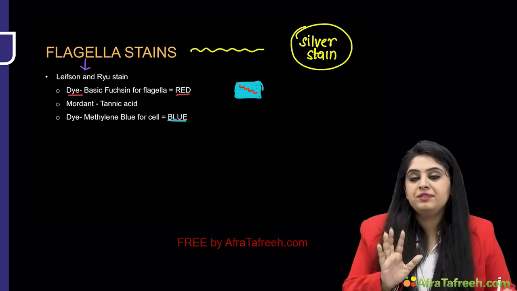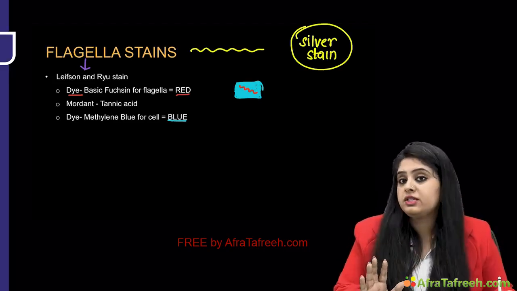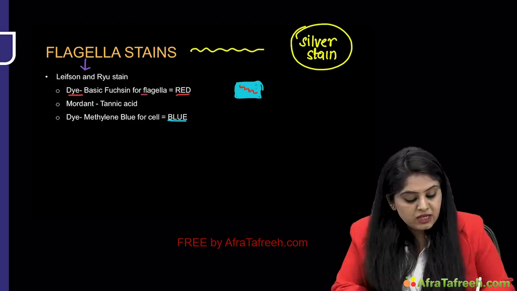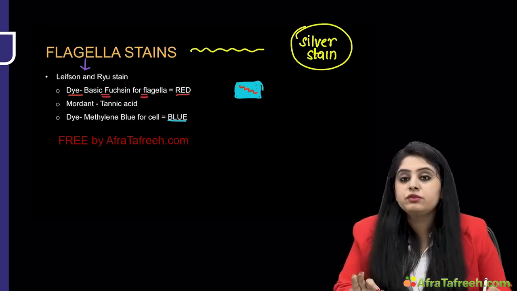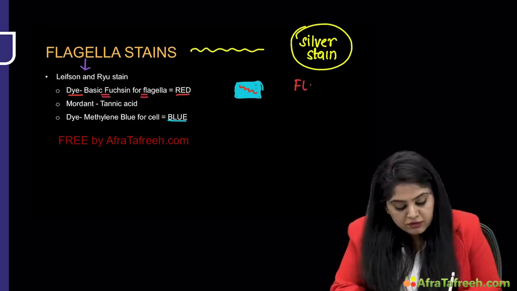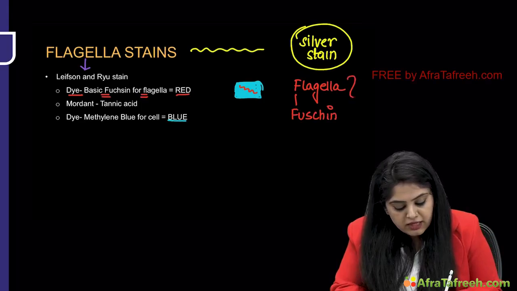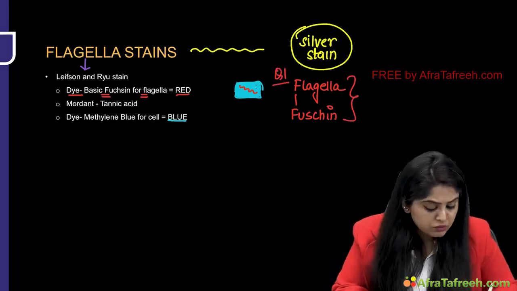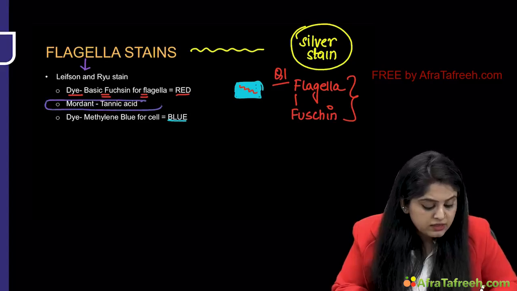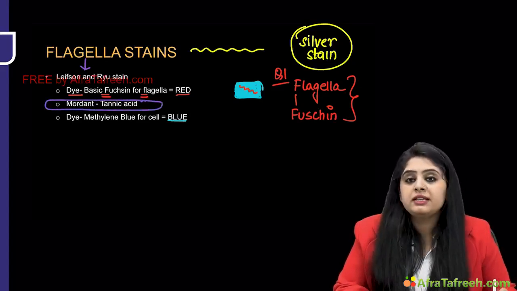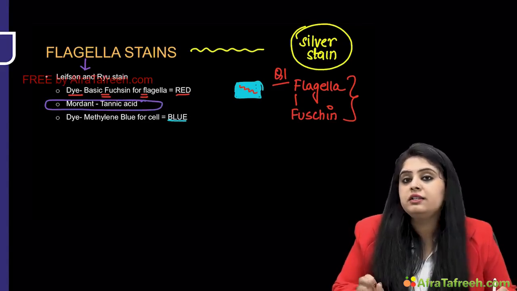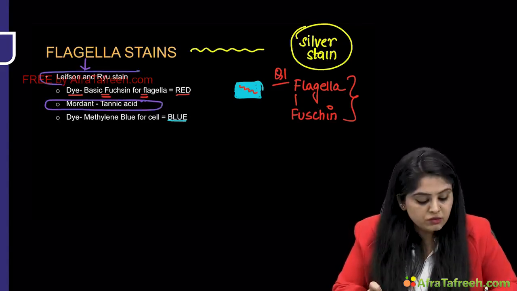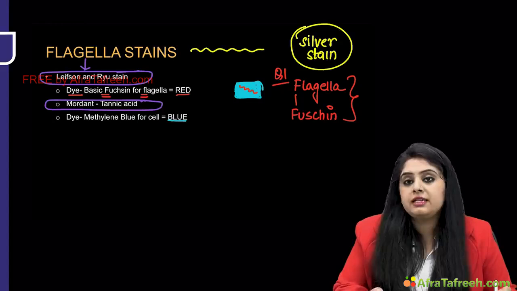But honestly, what is the question that's going to come? Why is flagella red in color? Because you have used fuchsin. That's all firstly that you have to know. Because whenever I use fuchsin, that is going to give me a red color. Question number 1. Question number 2, which has come so many times: what is the mordant in Leifson and Reuss stain? In Leifson and Reuss stain, the mordant is tannic acid.